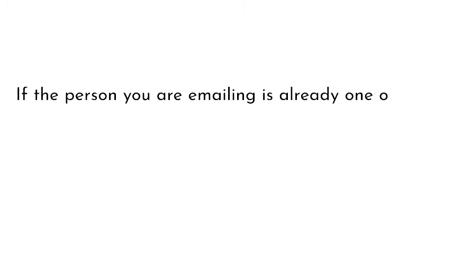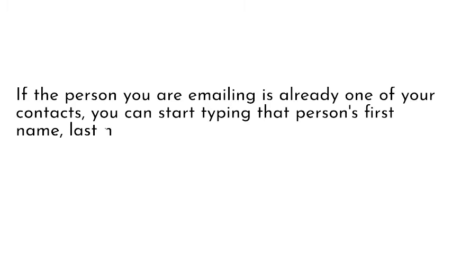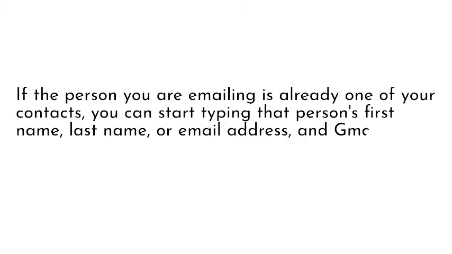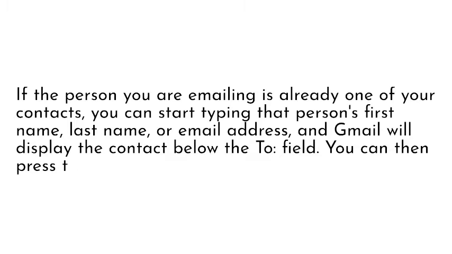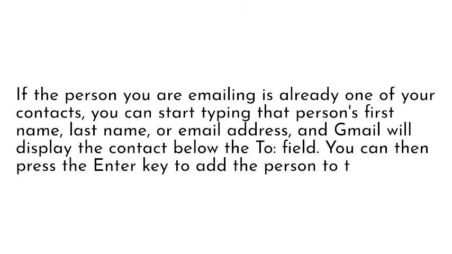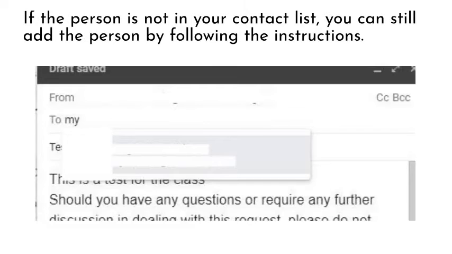If the person you are emailing is already one of your contacts, you can start typing that person's first name, last name, or email address, and Gmail will display the contact below the To field. You can then press the Enter key to add the person to the To field. If the person is not in your contacts list, you can still add the person by following the instructions.